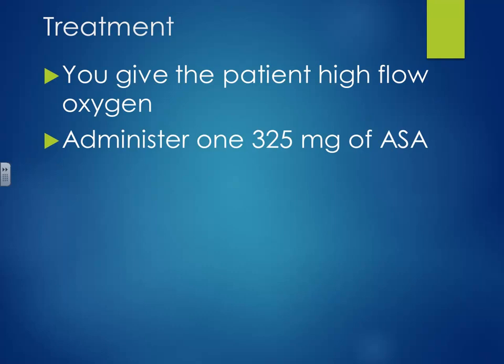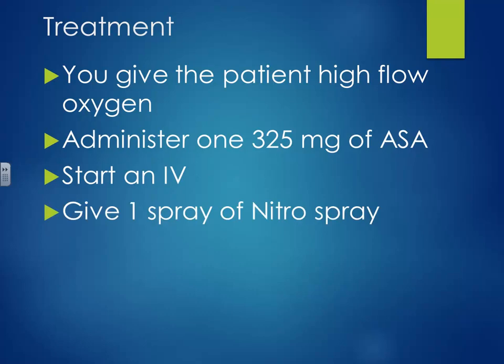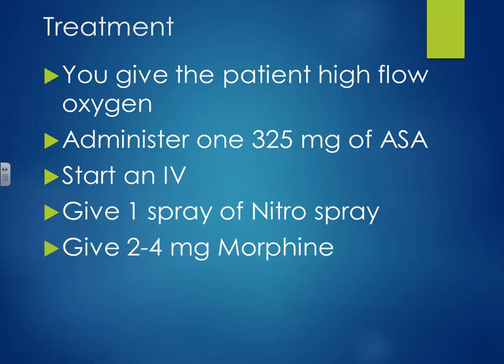Administer 1/325 or 4/81. Start an IV. Spray nitro. What's your dose of nitro? 0.4 sublingual. 2 to 4, going on 4. Now, let's talk about morphine for just a second. We're giving morphine because it's going to help do what with the heart? It's going to help reduce the workload. All right. So of course we're giving morphine to help with the pain, but more importantly than that, it's helping reduce the cardiac workload of the heart and the oxygen demand of the heart.